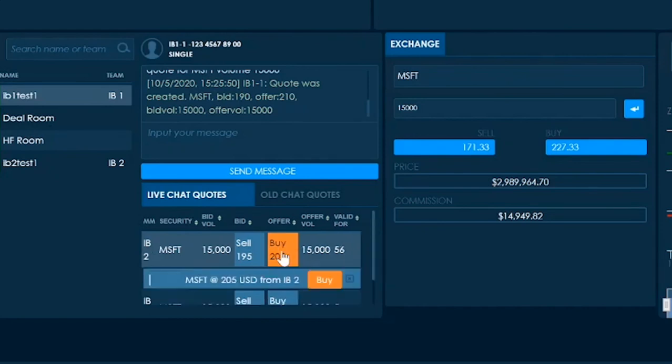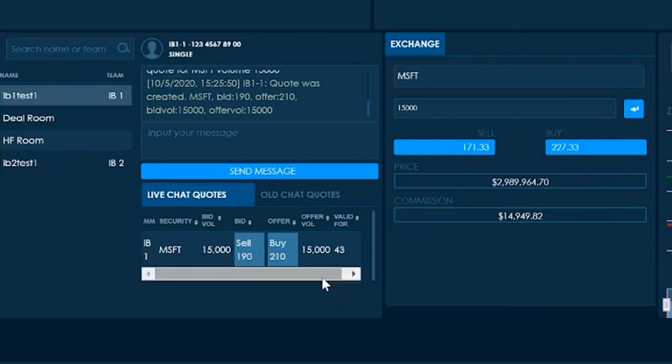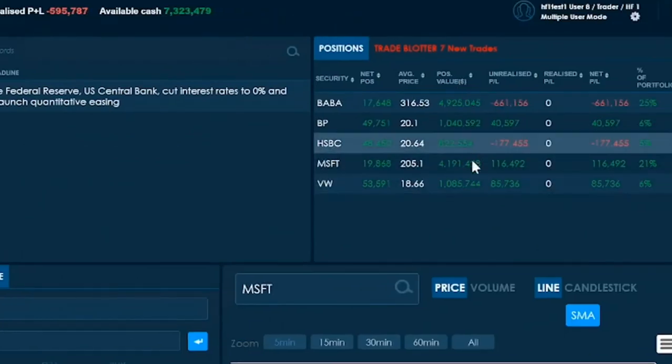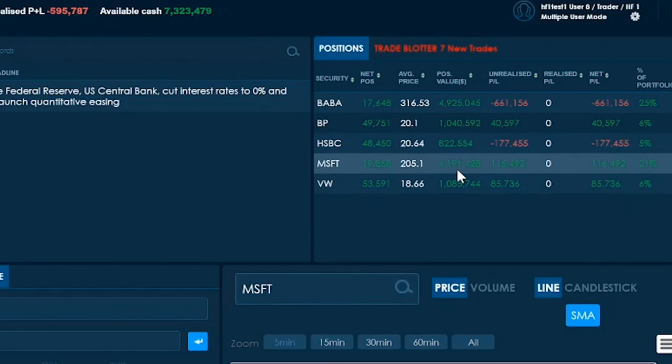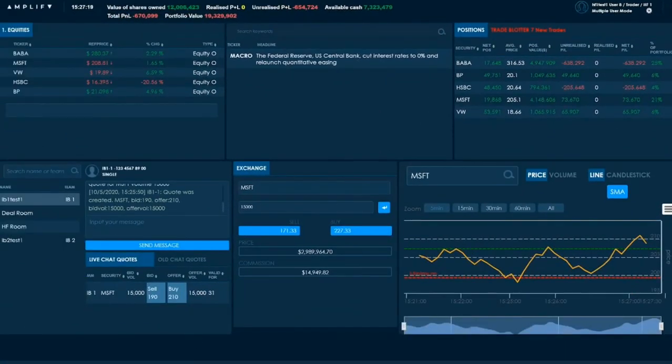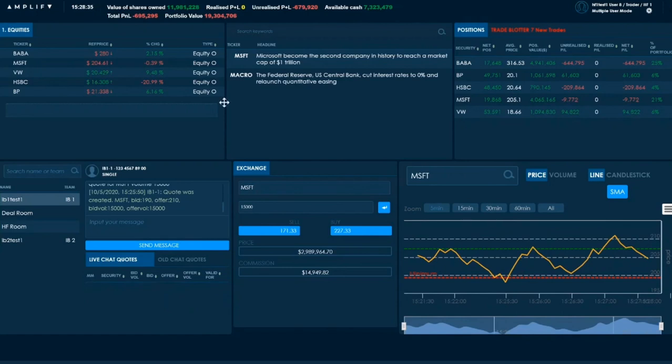I click buy. Now just be careful here, because I need to reconfirm the volume that I'd like to buy. So another box pops up here. I need to type in the volume I want, 15,000, and then I click buy. Okay. My trade will then register up here. Look, my position value in Microsoft has now increased to over 4 million. And so I've placed my trade through the investment bank. And it's the same procedure when I want to sell and exit a trade.